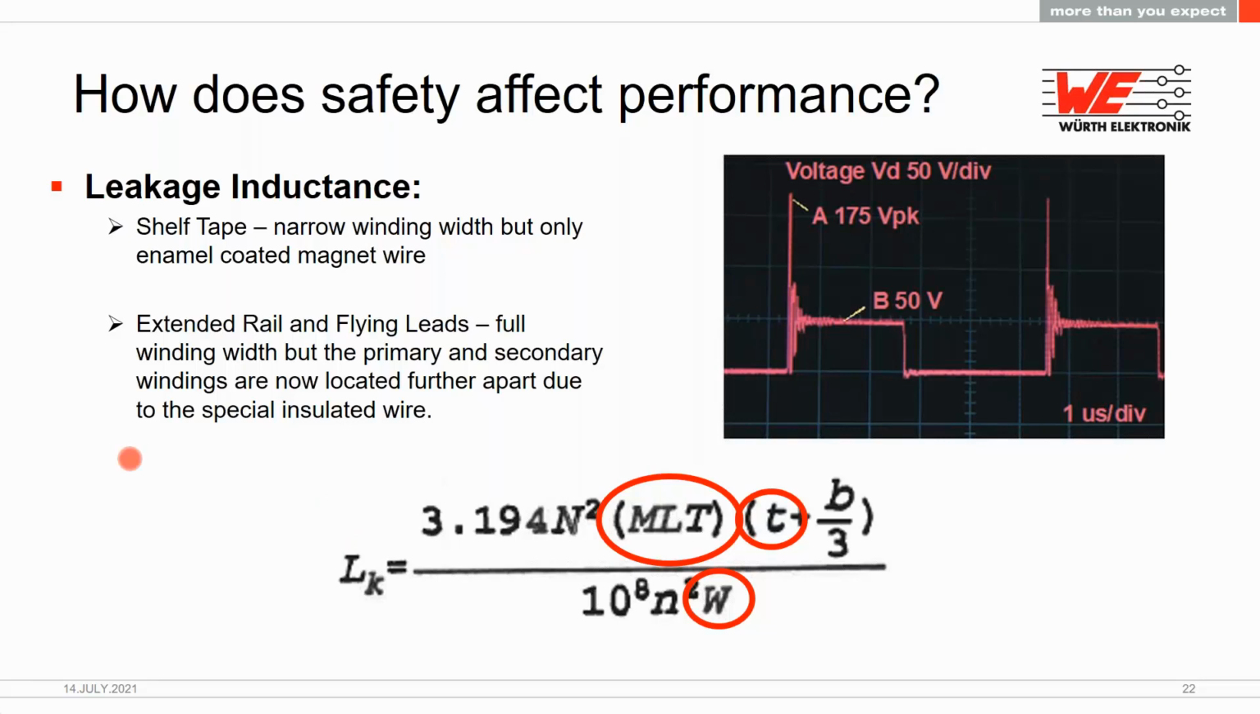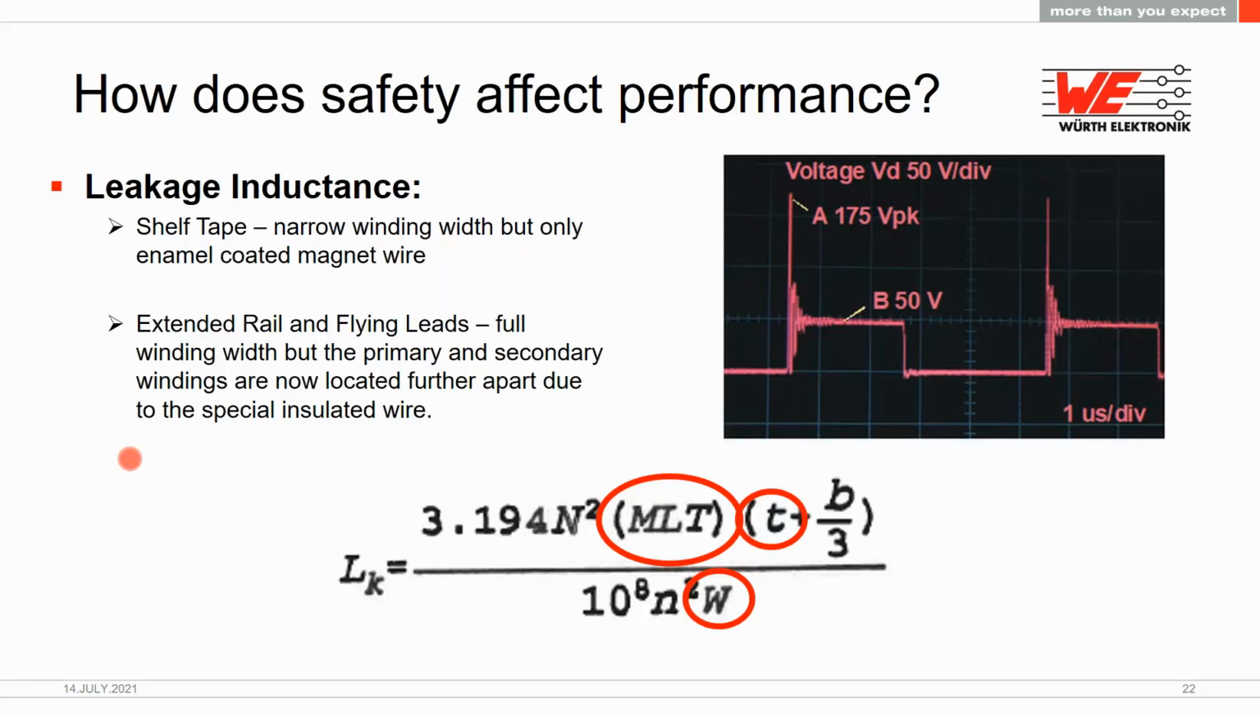The last critical factor is the insulation thickness, represented by the letter T in the numerator. A shelf tape design, as I said, will use a standard enamel-coated magnet wire similar to a functional insulated design. In this case, both the functional insulated and shelf tape designs will have similar thickness of enamel coating and generally the same thickness of tape between adjacent windings. So the insulation thickness variable is not necessarily a big factor in shelf tape designs.